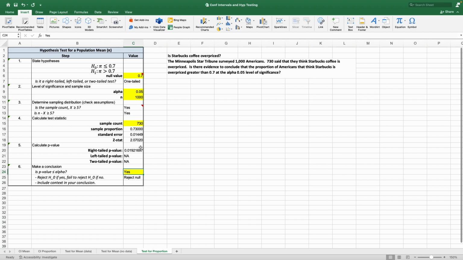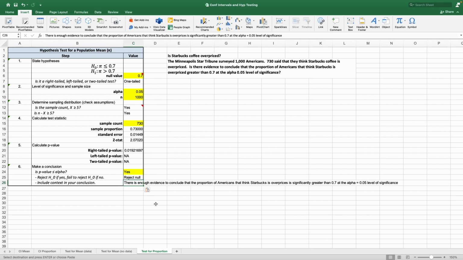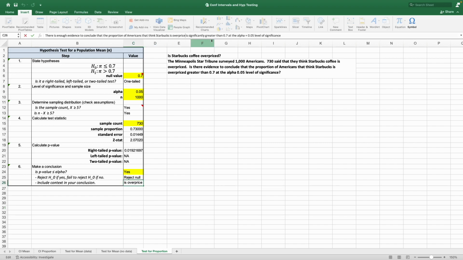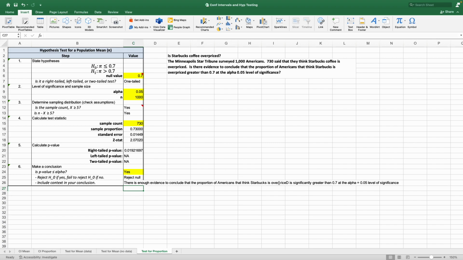I don't have a formula written here, but we can see that, yes, it is. The right-tailed p-value is 0.019, which is less than 0.05 alpha. And therefore, we will reject the null hypothesis. And so we can say there is enough evidence to conclude that the proportion of Americans that think Starbucks is overpriced is significantly greater than 0.7 at the alpha equal 0.05 level of significance.